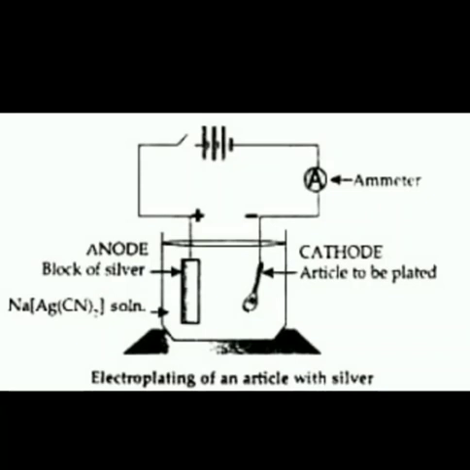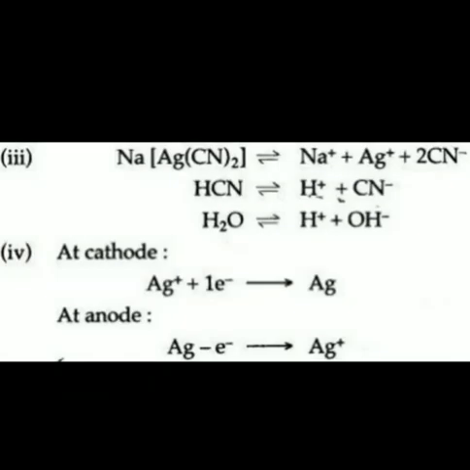Here, what electrolyte are we taking? That is sodium argentocyanide. Because you are going to electroplate with silver, you take sodium argentocyanide as the electrolyte. When electricity passes, the electrolyte dissociates into Na+, Ag+ and 2CN-. It is also an aqueous solution, so water also dissociates and forms H+ and OH-.